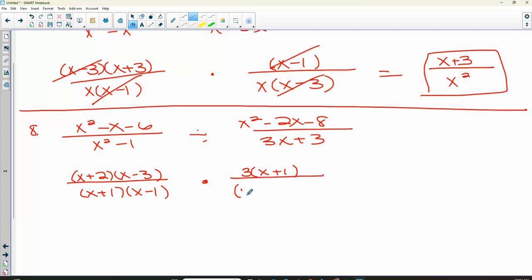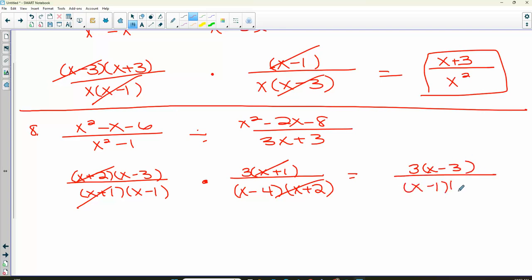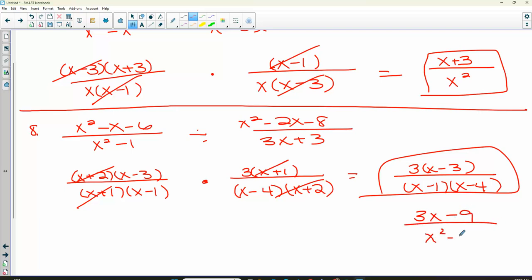X squared minus 2x minus 8 goes down to the bottom. So multiply negative 8, add to negative 2 would be minus 4 plus 2. So now, what cancels out? X plus 2s. What else? So you're left with 3 times x minus 3 over x minus 1 times x minus 4. You could certainly multiply it out and say 3x minus 9 over x squared minus 5x plus 4, but you don't have to. I would take either answer.